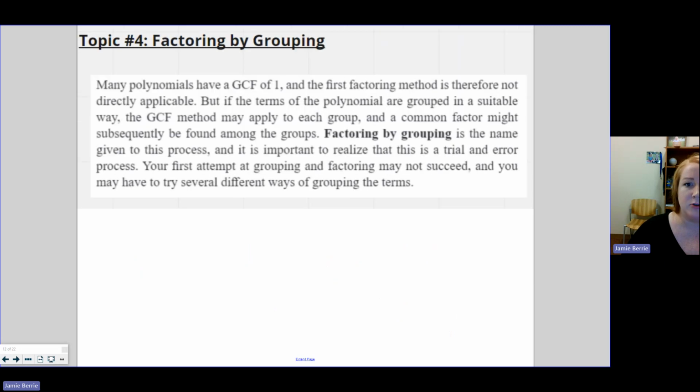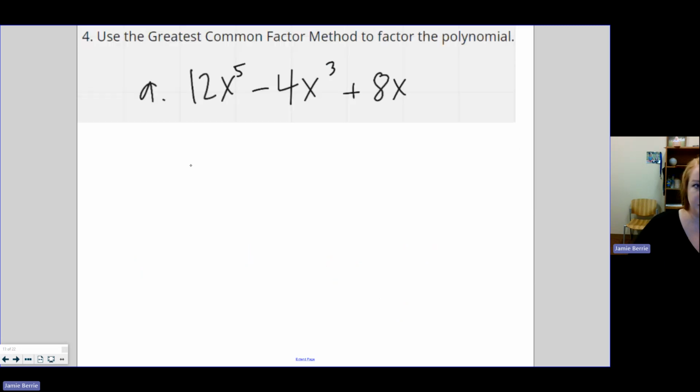All right, so let's take a look at one more. Let's see, do we want to do? Yeah, we'll do this one. 12x to the fifth minus 4x cubed plus 8x. I didn't mean to choose the same coefficients. That was just a coincidence.